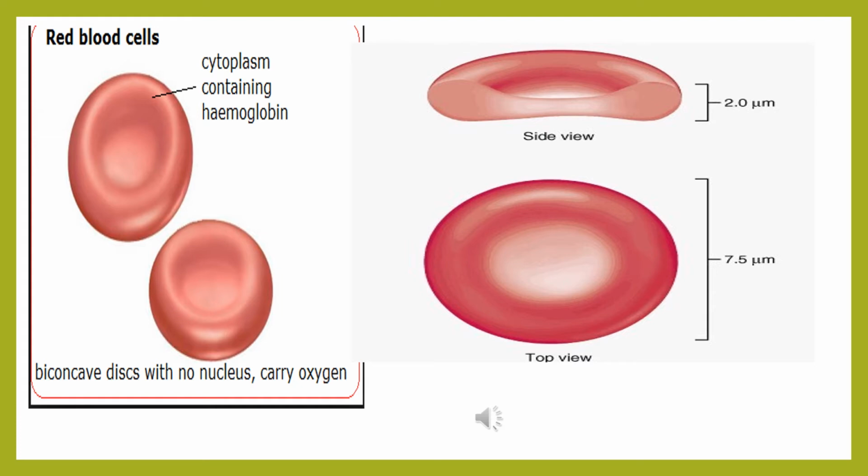In this diagram, we can see that the RBC is a biconcave disc with no nucleus, and hemoglobin helps in the transportation of respiratory gases such as oxygen and carbon dioxide.